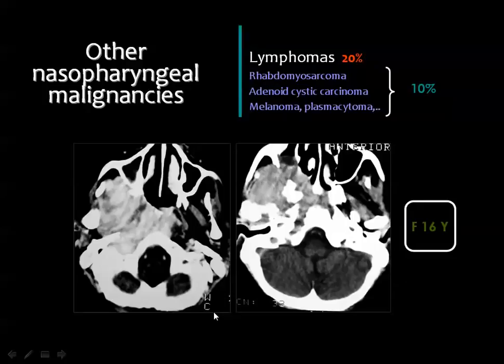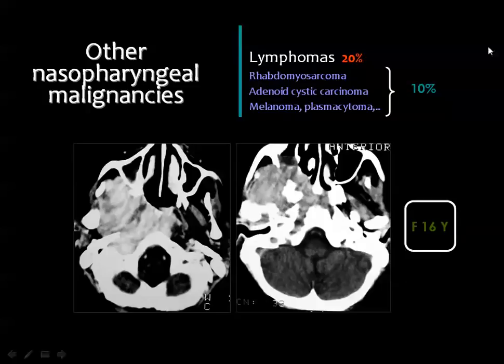Then, other nasopharyngeal malignancies, as I have said, the carcinomas, adenoid cystic carcinoma, and the mucoepidermoid carcinoma. Also, you may have other tumors like lymphoma, rhabdomyosarcoma. All these tumors, compared to the squamous cell carcinoma, are considered relatively uncommon.